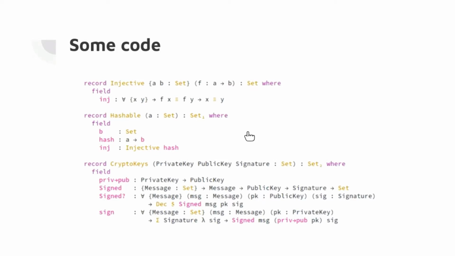And I define what crypto keys are, like what a private key, public key, and a signature are. Private to public, so I can make a public key from a private key. If something is signed, I have a message, a public key, and a signature. I have a function that derives a proof that something is signed or not signed from a message, a public key, and a signature. And I have a sign function: from a message and a private key, I get a tuple of the signature and the message, signed with the public key from this private key.